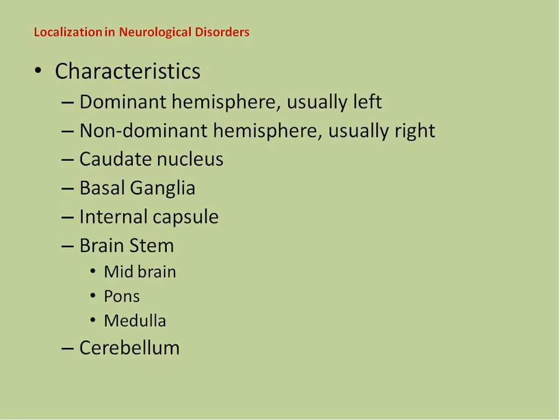Now, characteristics. As I mentioned earlier, every localization has its own characteristics. Starting from head to toe, there is the dominant hemisphere, which is usually the left hemisphere. Cortex has a different presentation. At the same time, the non-dominant hemisphere is usually on the right side. The caudate nucleus has a very important role in some of the movement disorders.